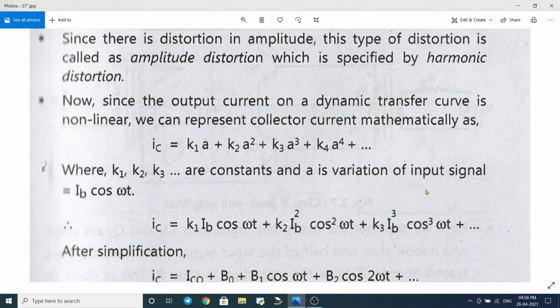Here the input parameter is the input signal, that is base current, which is a sinusoidal signal, that is IB cos omega t.